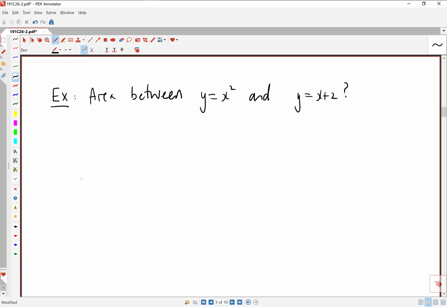So next problem we're going to try, we'll find the area between y equal x squared and y equal x plus 2. Okay, well, one way to approach this would be to just make a sketch. So let's try that approach first.